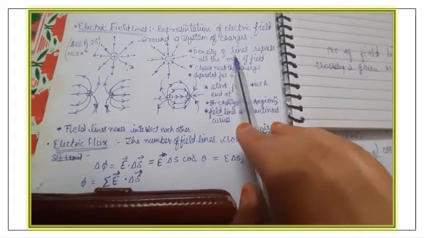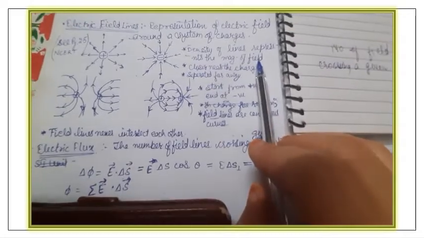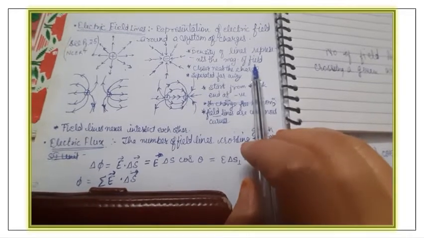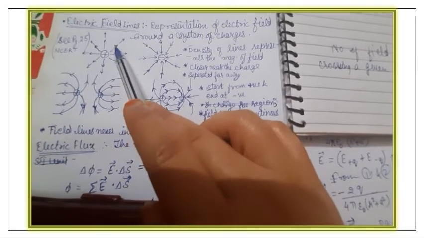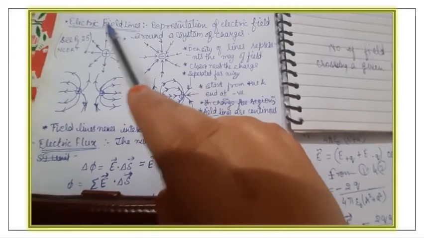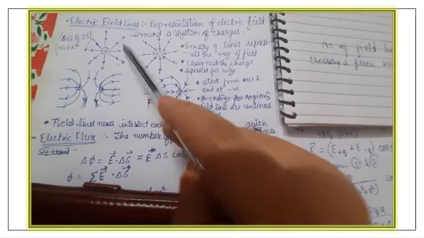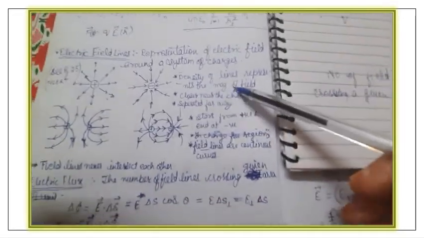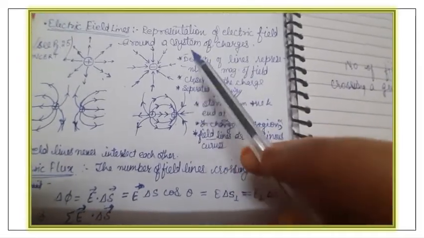Now there are a few properties of electric field lines. First, the density of field lines represents the magnitude of electric field. That means greater the density of field lines, stronger is the electric field. For example, in case of this positive charge, nearer to the charge, the field lines are closer to each other. That means the density is greater and field is stronger. As you move away from the charge, the field lines are far apart, density is smaller. So the magnitude of electric field is also lesser. So the greater the density of lines, the greater is the magnitude of field.